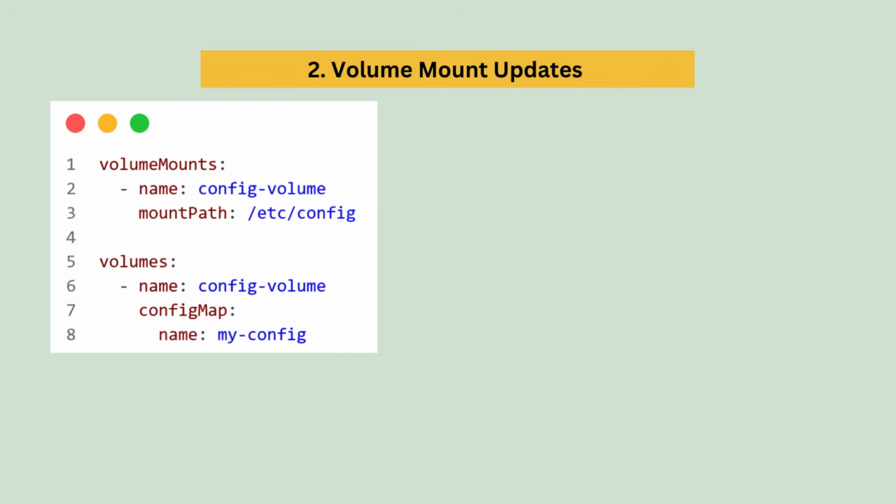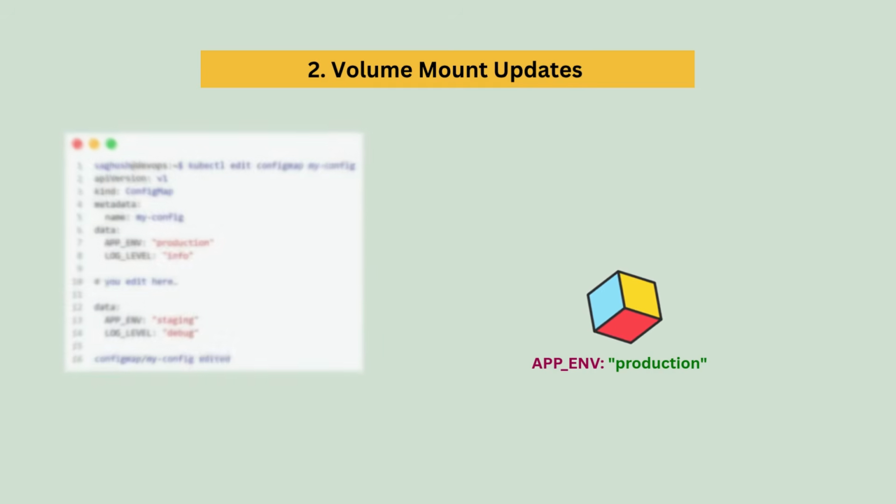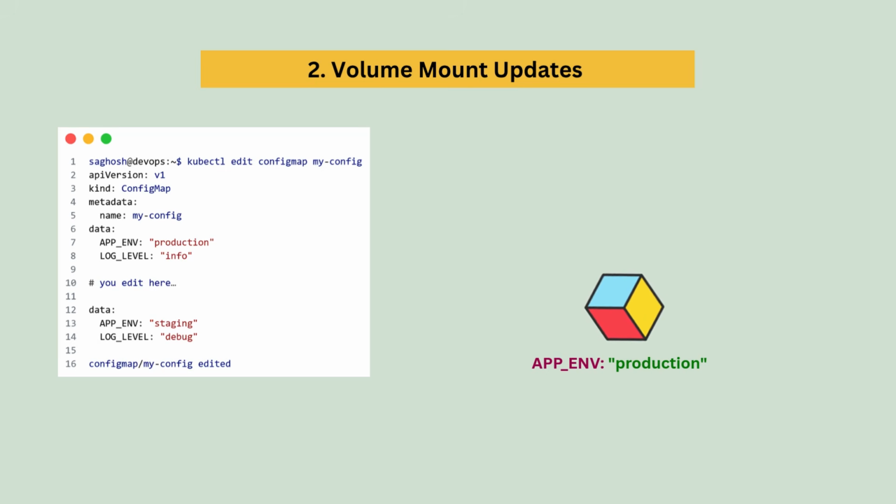Now, let's understand volume mount updates. So when a pod mounts a config map as a volume, the config map keys show up as files inside /etc/config. Now, if you later update the config map, Kubernetes automatically refreshes the mounted files inside the running pod. This update normally happens within a few seconds, and the pod sees the new file content without restarting.